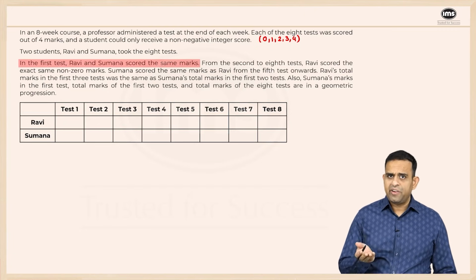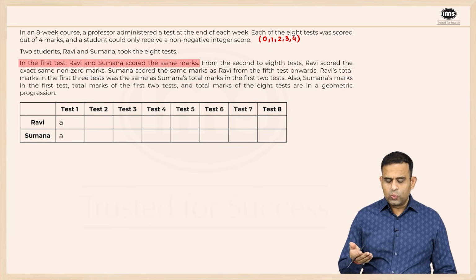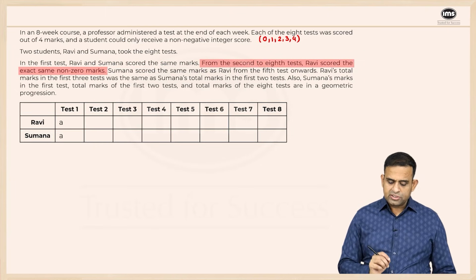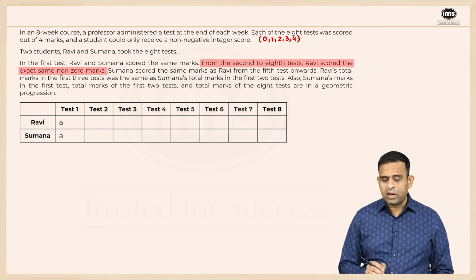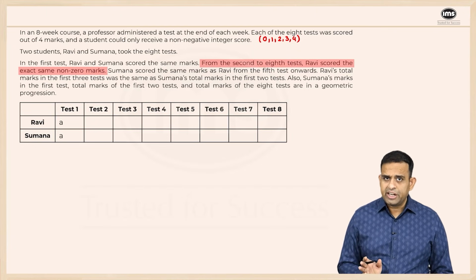Right now, let's say we take a variable a over here, where the possible value of a can be 0, 1, 2, 3, 4 at the moment. Then they say from the second to the 8th test, Ravi scored the exact same non-zero mark. So scores of Ravi in test 2, test 3, test 4 up to test number 8 are same.